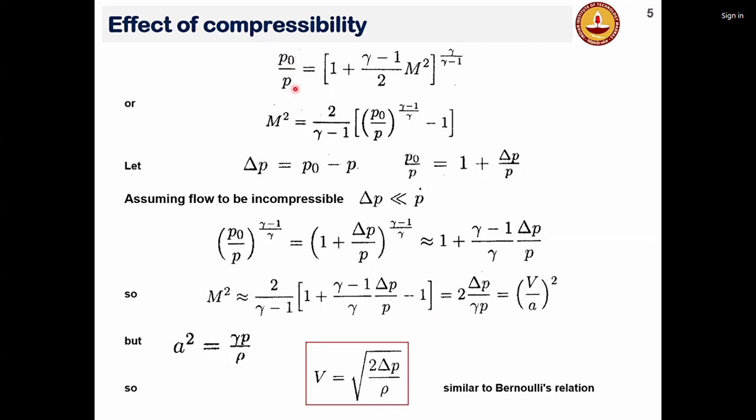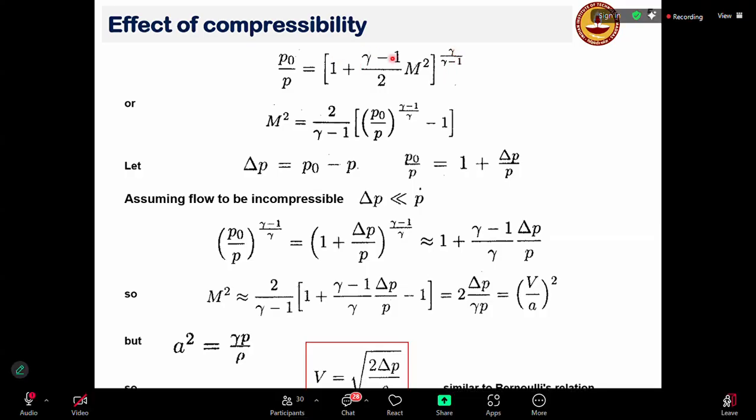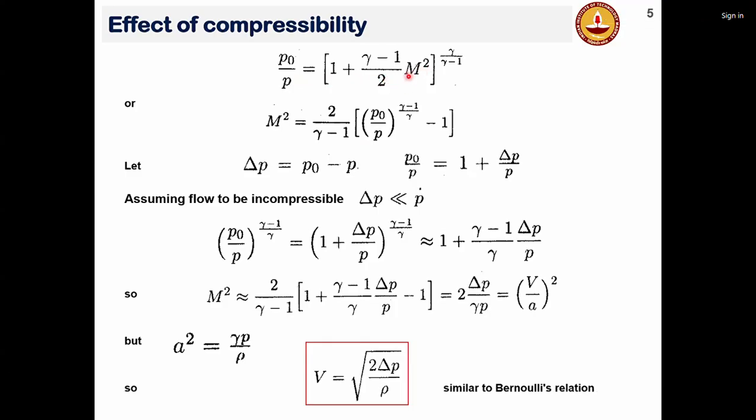So P naught over P is (1 plus (gamma minus 1) by 2 M square) raised to gamma divided by gamma minus 1. This comes from gas dynamics, the stagnation pressure to static pressure relation in the case of a compressible fluid, where Mach number is between 0.3 to 1. It's compressible, but the Mach number is subsonic. It is not supersonic. If it is supersonic flow, then you have another relation for the stagnation to static pressure.